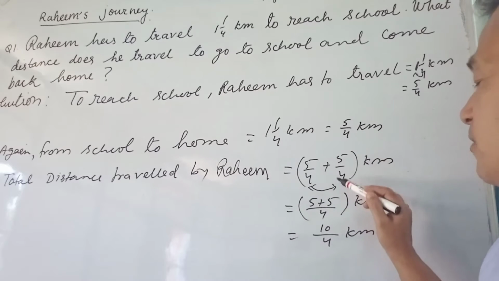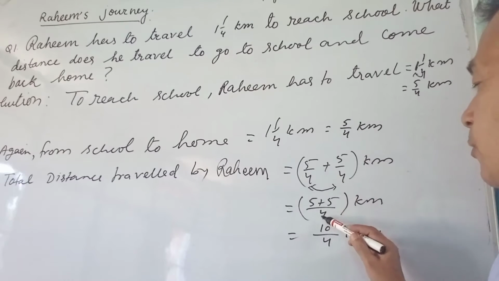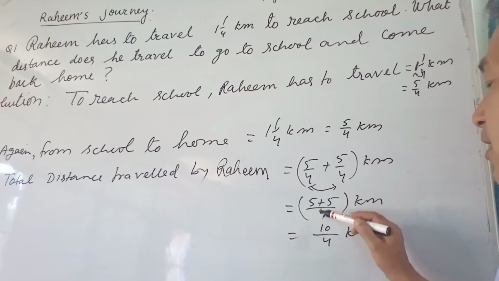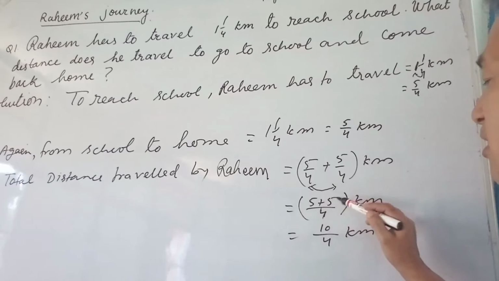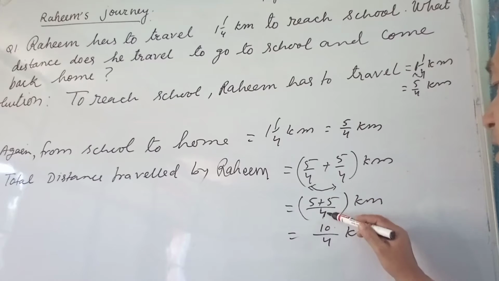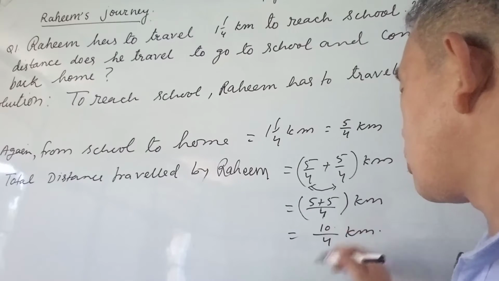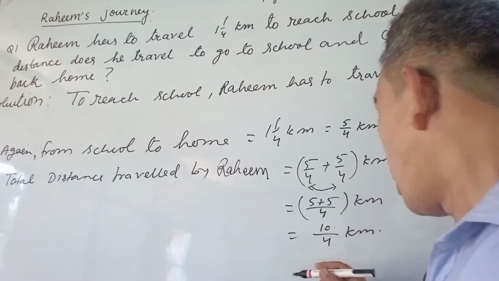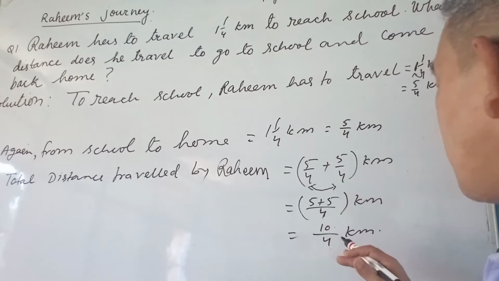If the fractional numbers have a common denominator, you will write it once. Here it is 4, therefore you will write 4 here. Then you need to add the numerators. So 5 plus 5 is 10, and 4 is here. Now 10/4 kilometer. Now further you need to write this 10/4 in the simplest form.